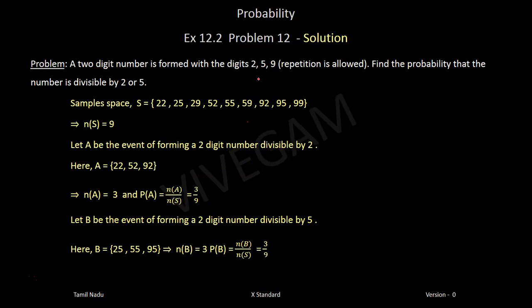So the digits are 2, 5, 9. First list all the numbers which can be formed. How will you list? First put 2 in the tens place. So 2 goes here. Once 2 goes here, start putting the unit digit. Because repetition is allowed, you can put the unit digit also as 2 here, giving 22. Then come over here. The tens digit is again 2 only.